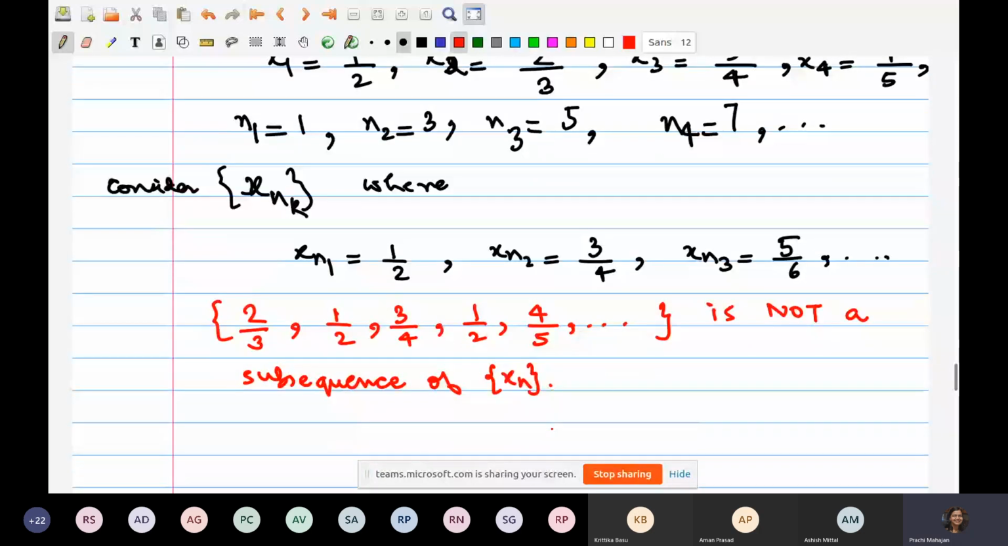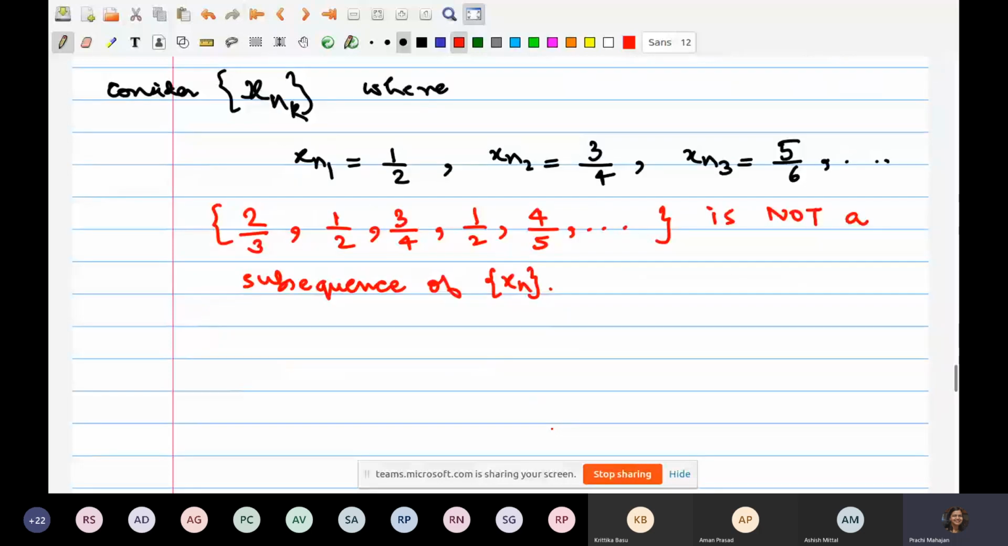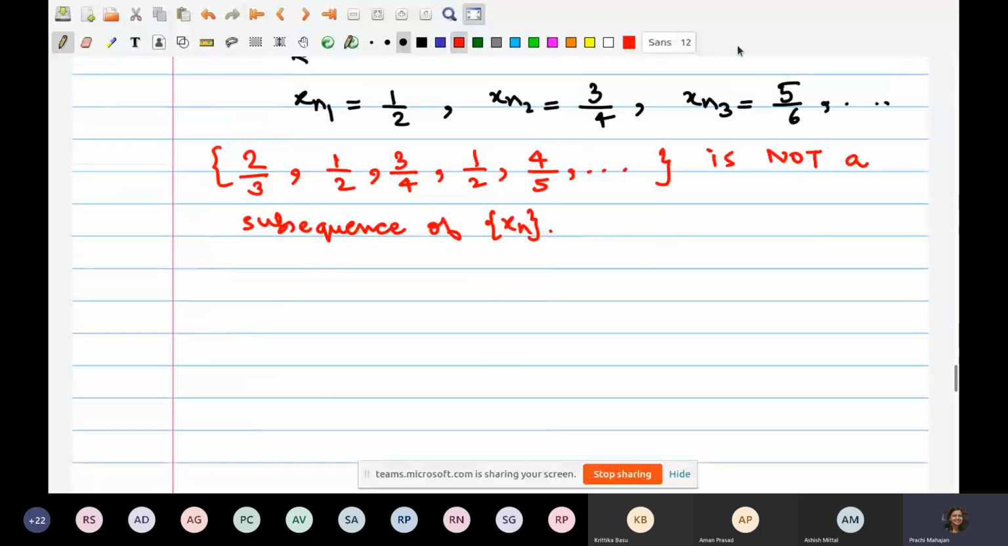So what is it that we need to do with subsequences? How do subsequences play an important role? Let's see. The very first thing is the following. Let's note down this observation, or let me call it a proposition.